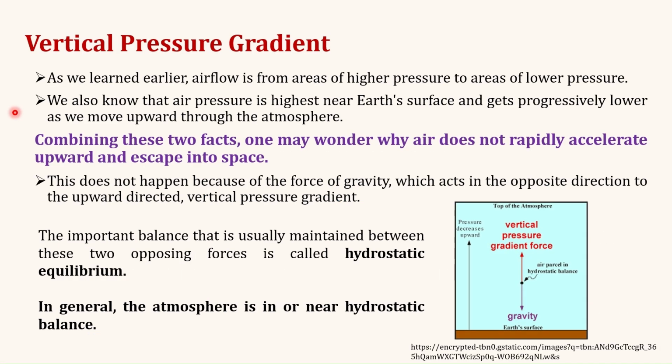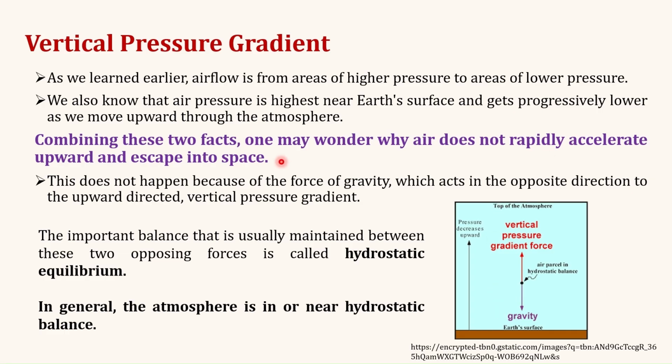Now, coming to the second part within the pressure gradient force, that is vertical pressure gradient. As we know, air pressure is highest near the earth surface and it gets progressively lower as we move upward through the atmosphere. So, there is vertical pressure gradient force. And we also learned that airflow is from the areas of higher pressure to areas of lower pressure.